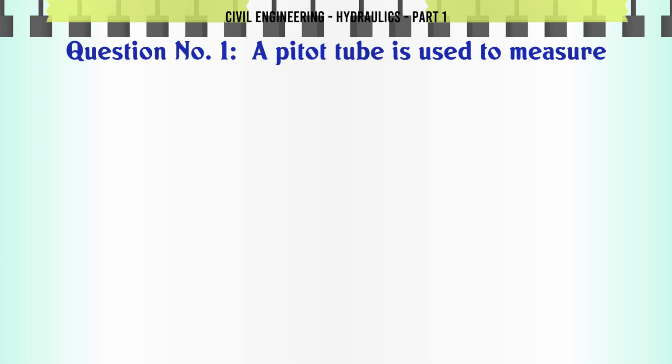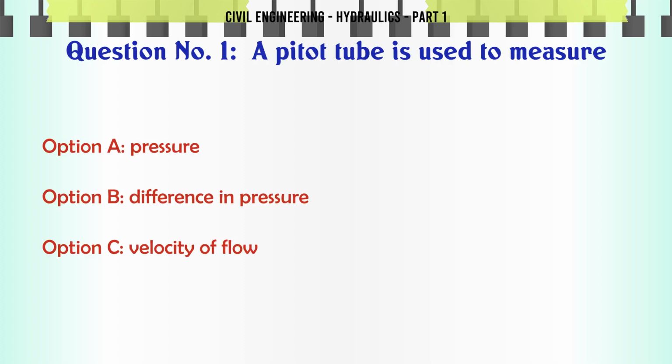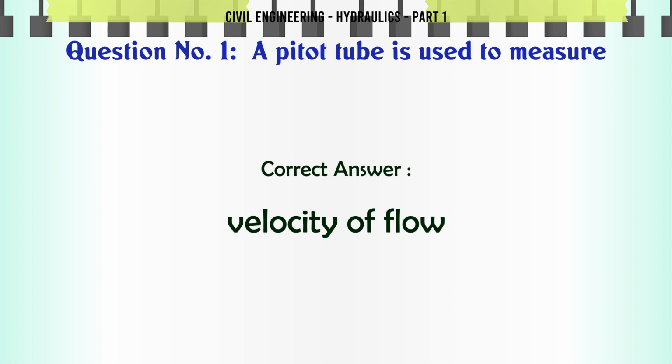A pitot tube is used to measure: A. Pressure, B. Difference in pressure, C. Velocity of flow, D. None of these. The correct answer is velocity of flow.